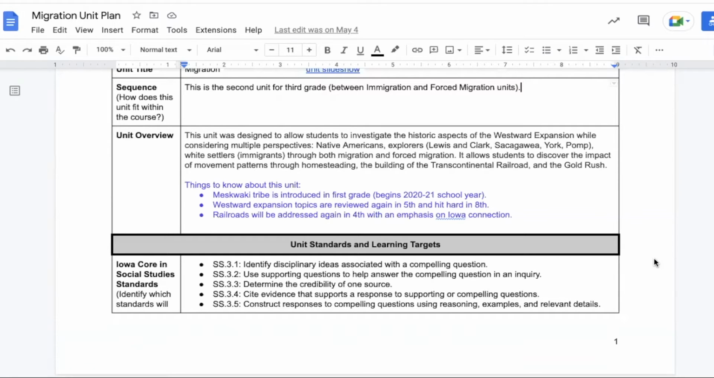Just some background information. The Meskwaki tribe, which is talked about in this unit, is first introduced in first grade. The westward expansion topics are hit again in 5th and 8th. So third grade is meant to be a brief overview of the main topics. And railroads will be addressed again in 4th grade with an emphasis on connections to Iowa.